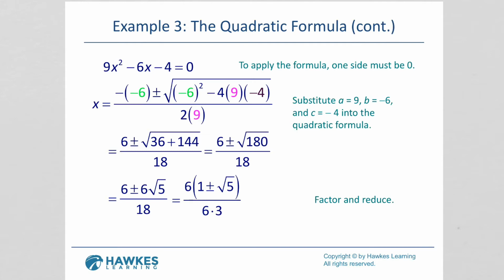Factoring out a 6 from the numerator and denominator, we have 6 times 1 plus or minus the square root of 5 over 6 times 3. The 6's divide out. That leaves me with 1 plus or minus the square root of 5 over 3.